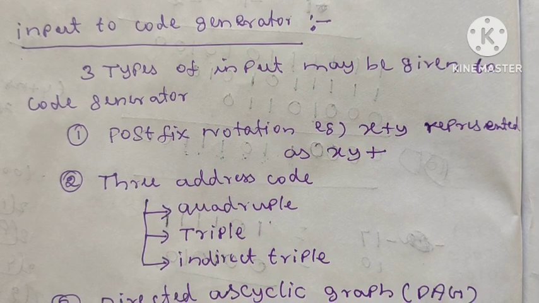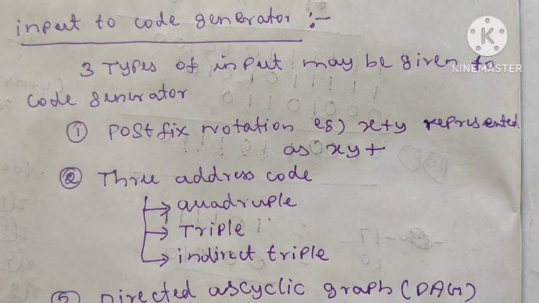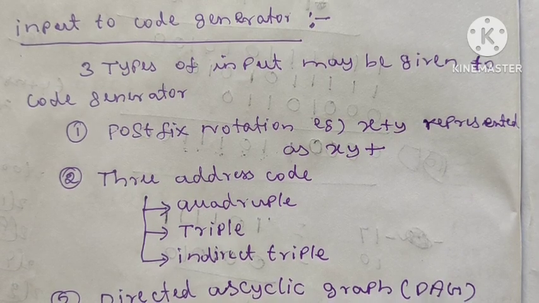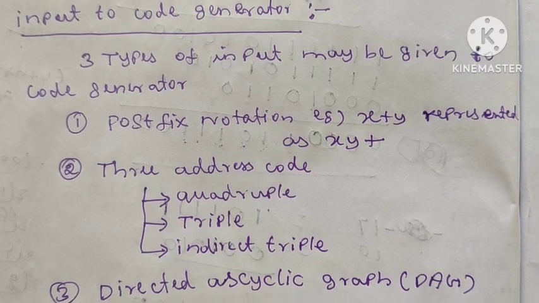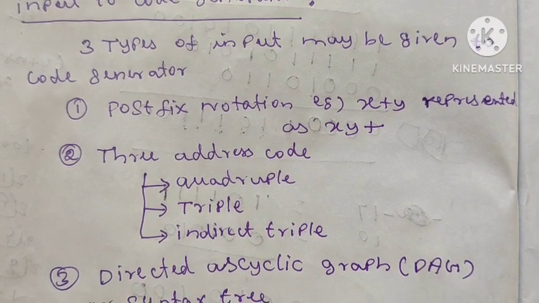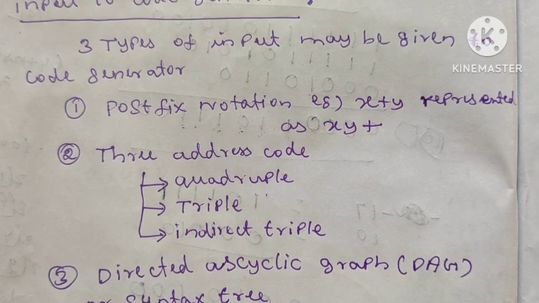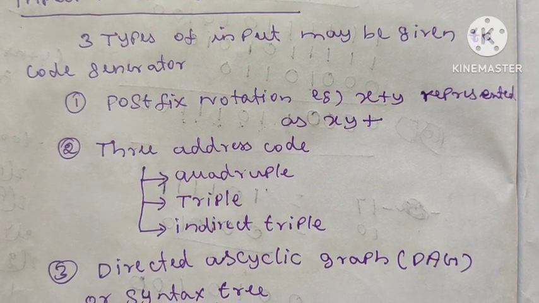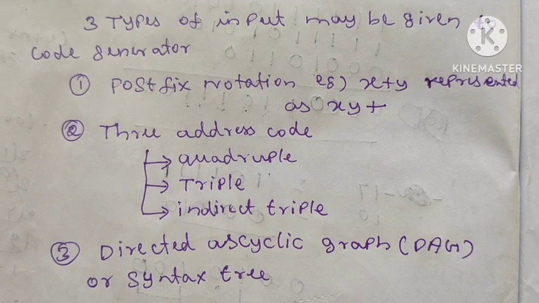And the third one is indirect triples. This is similar to triples, but we have an additional parameter here, a pointer, which is used to point to a triple. So that is called an indirect triple. Now, the third input to code generation is a directed acyclic graph, or shortly called a DAG, or otherwise called a syntax tree.